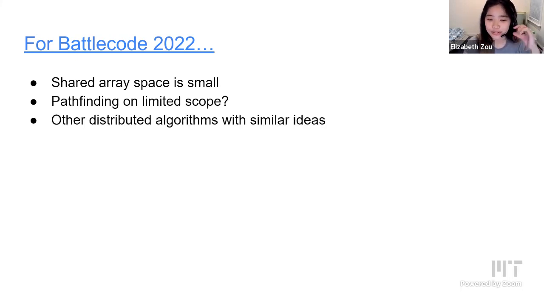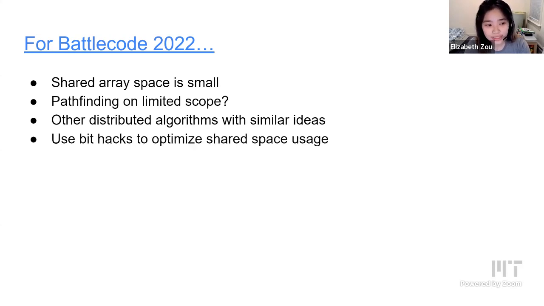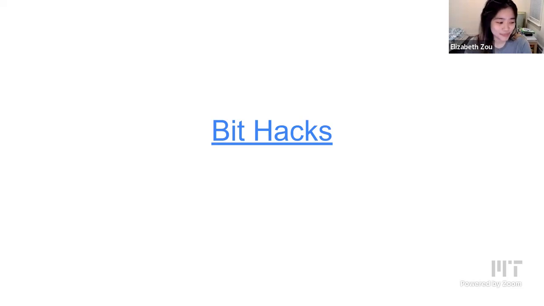And then other distributed algorithms with similar ideas, essentially you just want to condense down to what exactly you need to communicate in order to run these distributed algorithms, and just make sure that you're efficient with your space usage. There are definitely a lot of things that you will be able to do using this limited shared array space. And furthermore, I'm going to talk about some bit hacks and some bit operations in order for you guys to optimize shared space usage. As I've already hinted at, each index of the shared array, you have 16 bits to work with. If you're only using like 5 of them at any given point in time, then that's a big waste of space. So the next part of the lecture is going to be bit hacks.